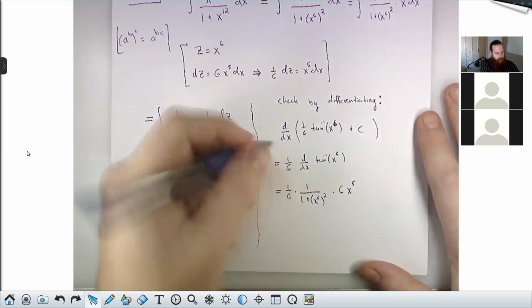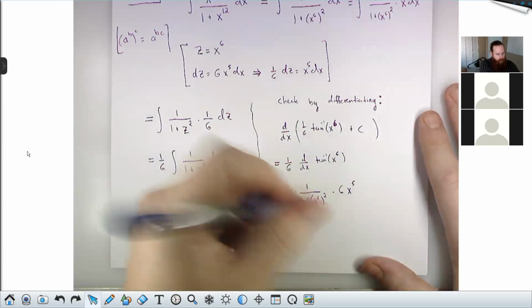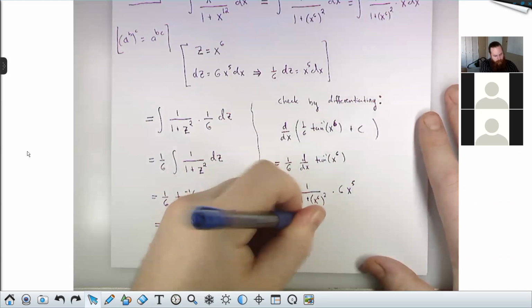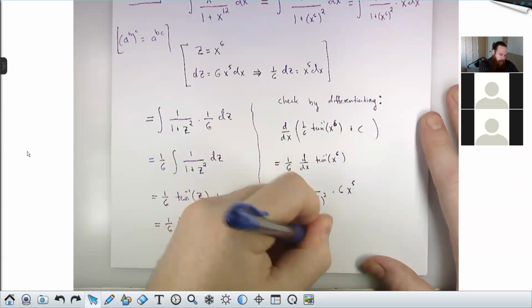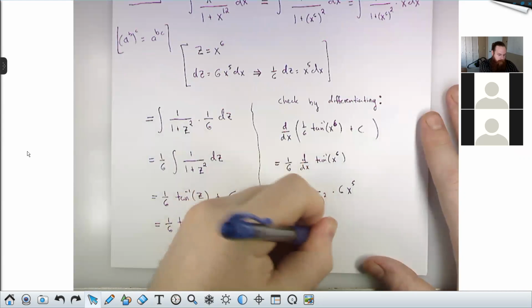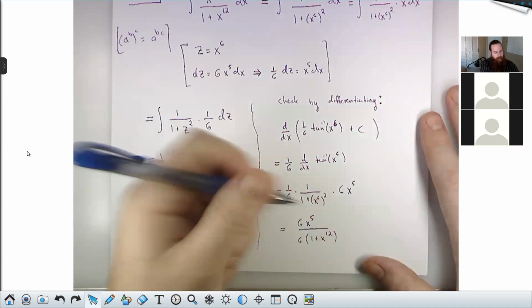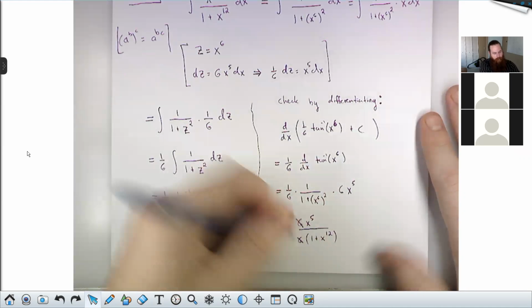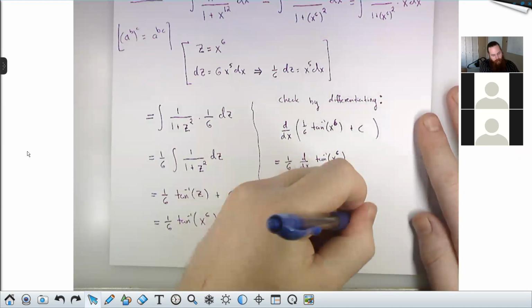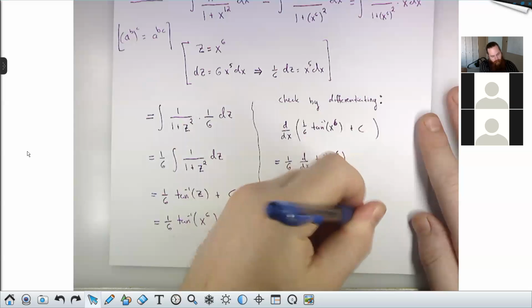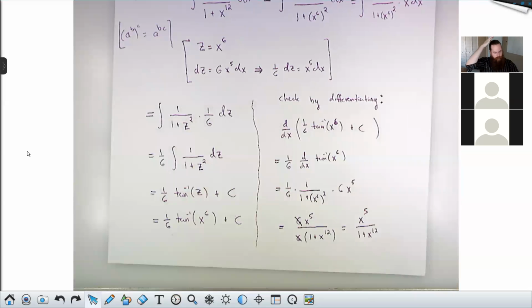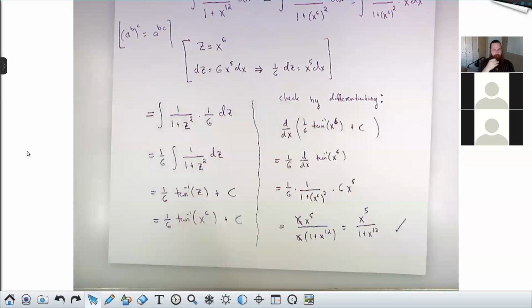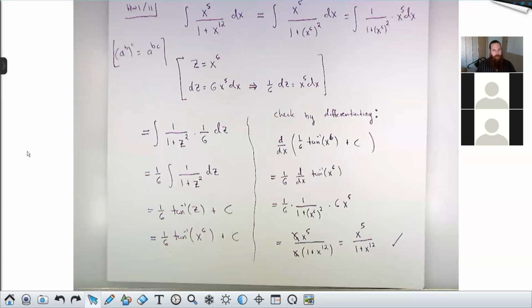And now what you'll see, if we put all this into one fraction, this is 6x to the 5 over 6 times 1 plus x to the 6 squared, which is x to the 12. You can cancel the 6's, and we do get x to the 5 over 1 plus x to the 12. So this is good. And yeah, you can always check your integration work by taking a derivative.